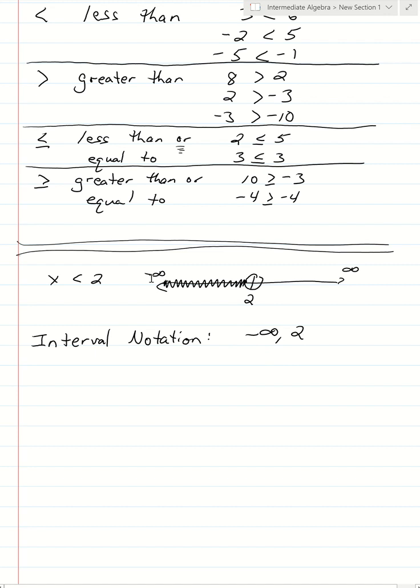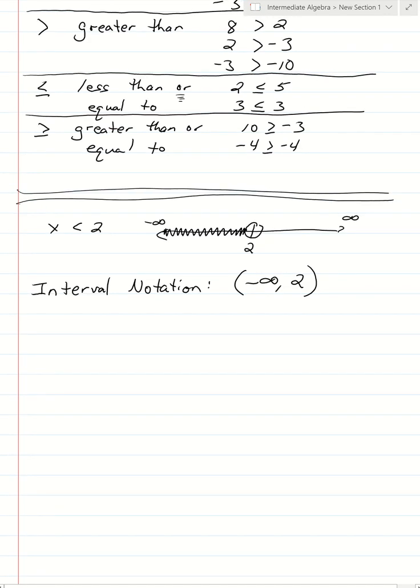Since we are not actually physically landing on negative infinity because it goes on forever, we use a parenthesis. Once again, as we approach 2, we are not physically landing on the number 2, but we are merely approaching, getting as close as we can to the number 2. Once again, we would have to use a parenthesis. Okay? This is the interval notation that represents this algebraic expression for this inequality as well as the number line.